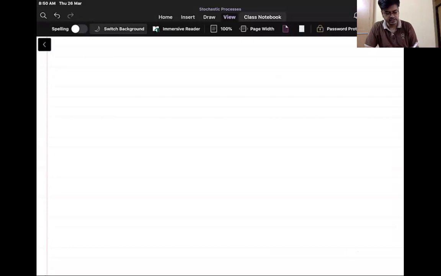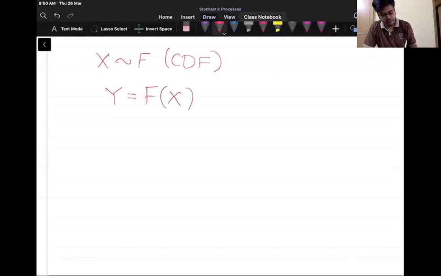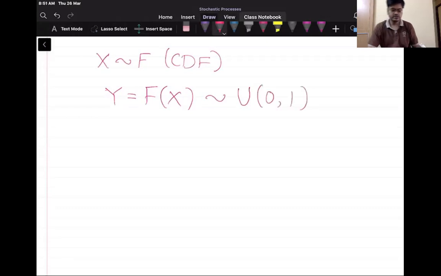So let us try to understand it in this fashion. I have a random variable X which follows distribution F, where F is a CDF, and I consider a random variable Y which is equal to F of X. Now I will try to prove that this random variable has a distribution which is uniform over 0, 1. How can I prove that? Let us try to prove it.